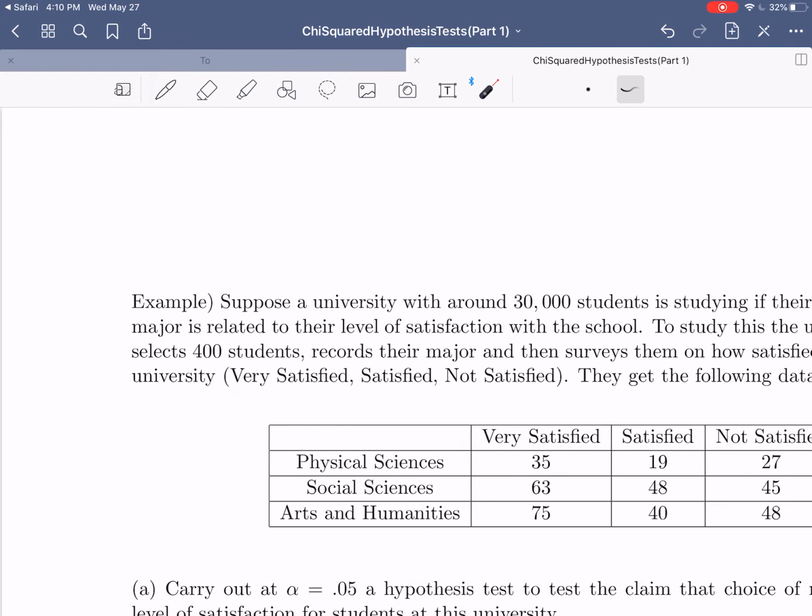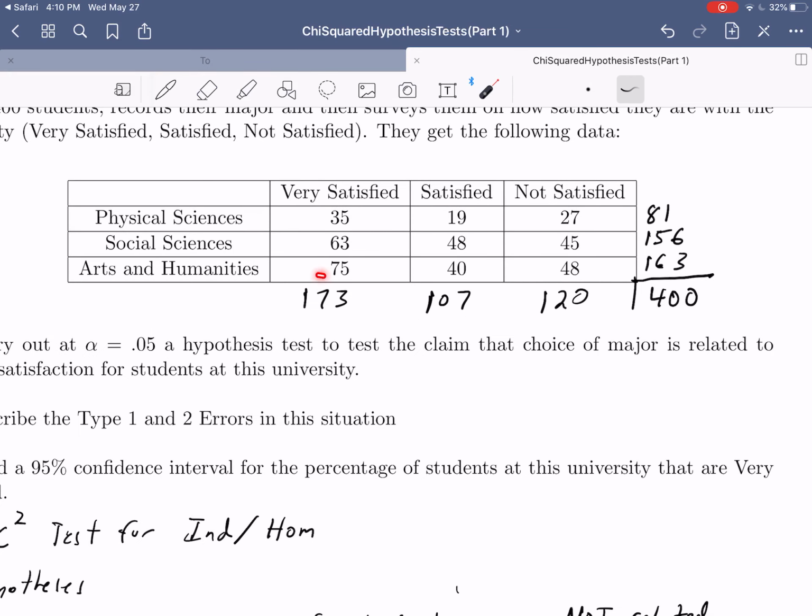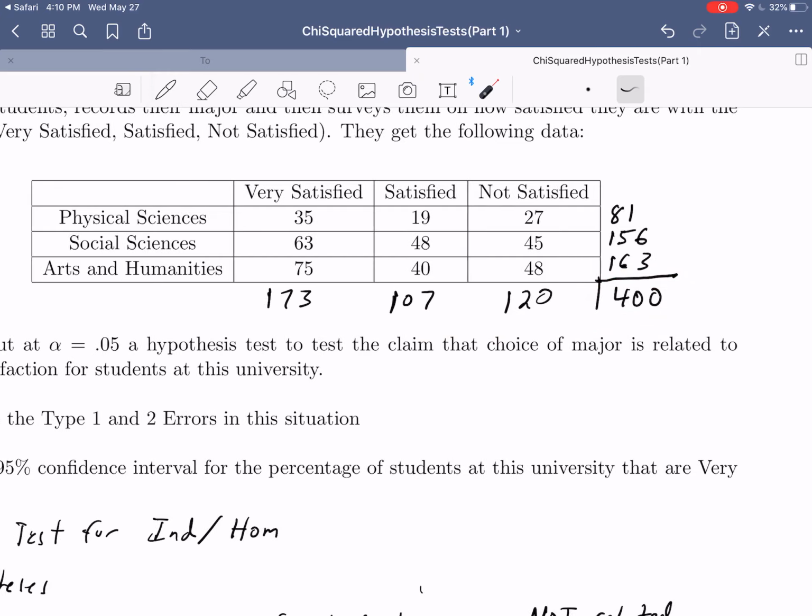So we'll go back to our original data here. Again, we're trying to build an interval for the percentage of people who are very satisfied. So we know that 173 total students were very satisfied. And anybody who was satisfied or not satisfied, all of those count as failures, because we're just looking at the percentage who is very satisfied. So our successes would be the 173. And our failures would be the 107 and 120, which would be 227. So 173 successes, 227 failures, and a sample size of 400, because we're just looking at the overall sample here.